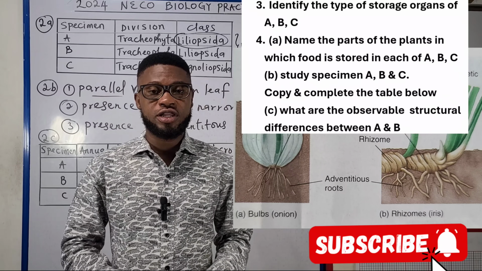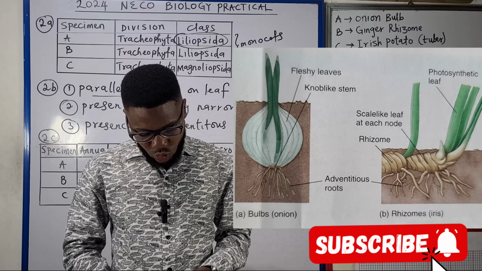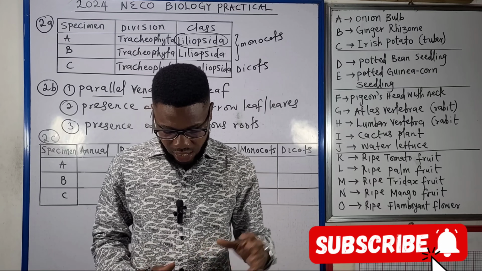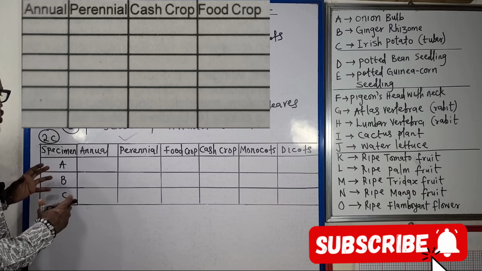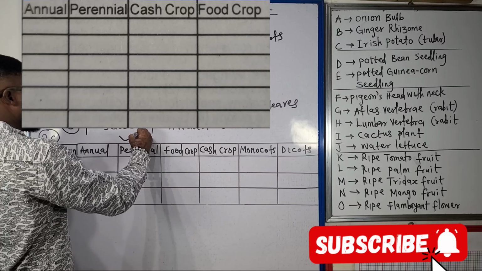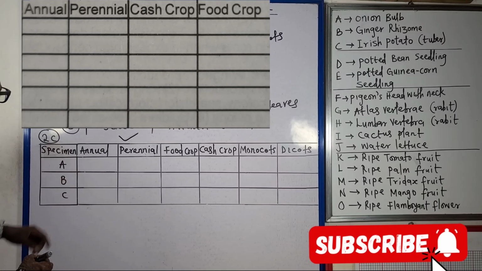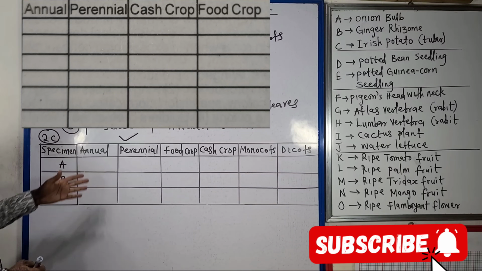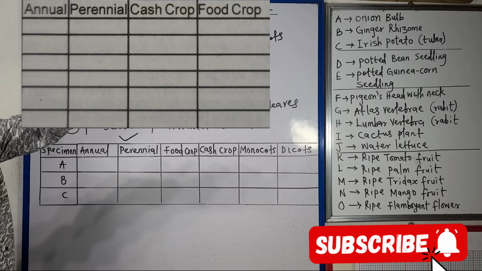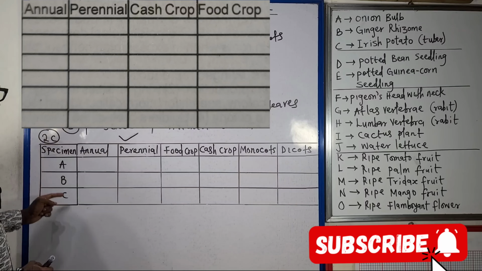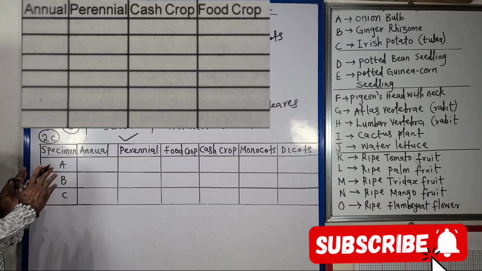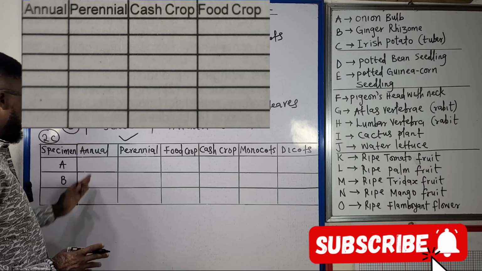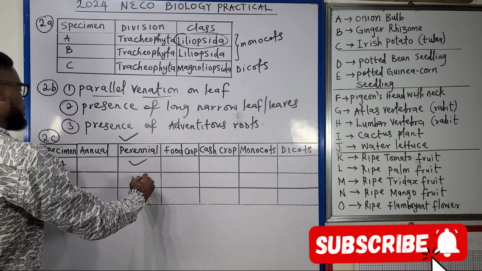Okay, moving on to the next question, question 2C. We were told to copy and complete a certain table, putting a tick where appropriate. Let's look at what the table looks like. Now, is specimen A an annual crop? Is specimen B? Specimen A is onion bulb, specimen B ginger rhizome, specimen C Irish potato. Are they annual crops? No. So this is not necessary here. But when you look at the three of them, they are perennial.